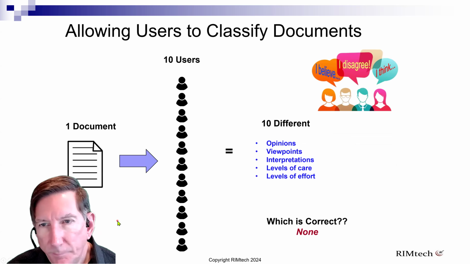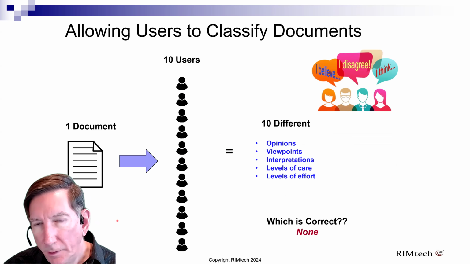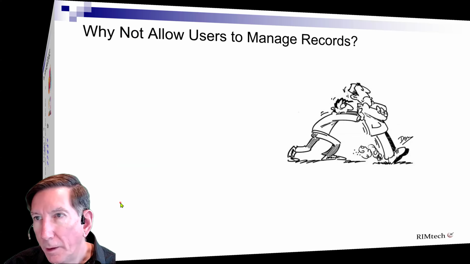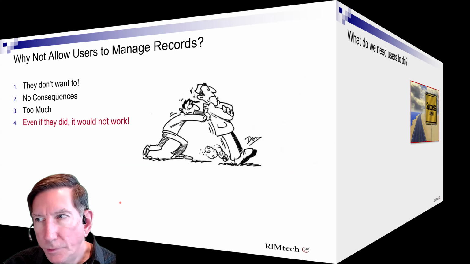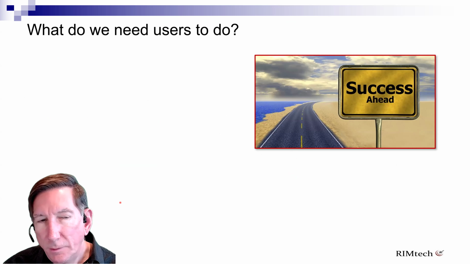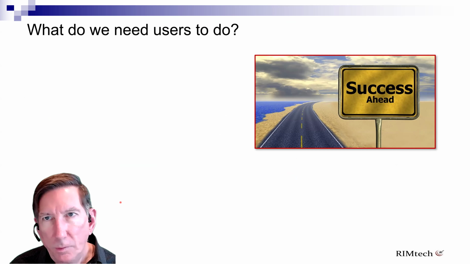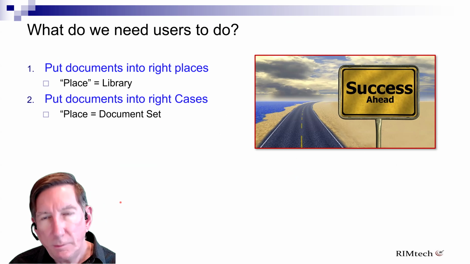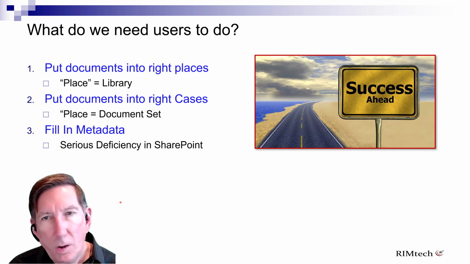of migrations. And we know that if we have users do this manually, well, they're not going to get this done very well, right? So what we don't want to do is to force users to do a migration on their own. What we want them to do is just put documents in the right places, into the right cases, fill in the metadata, done. That's all we need from them, nothing more. Okay?